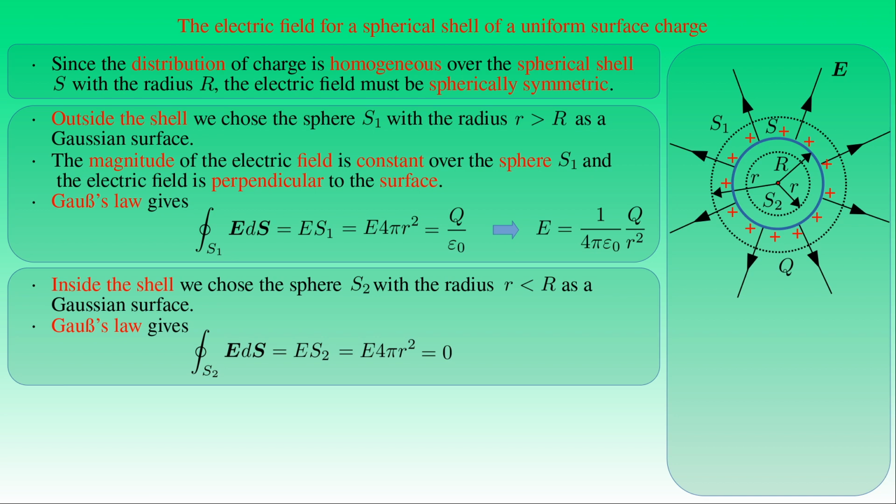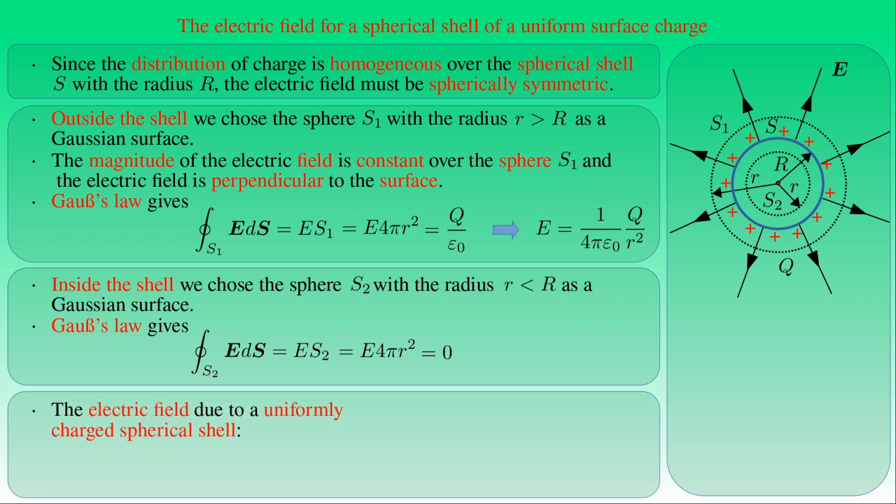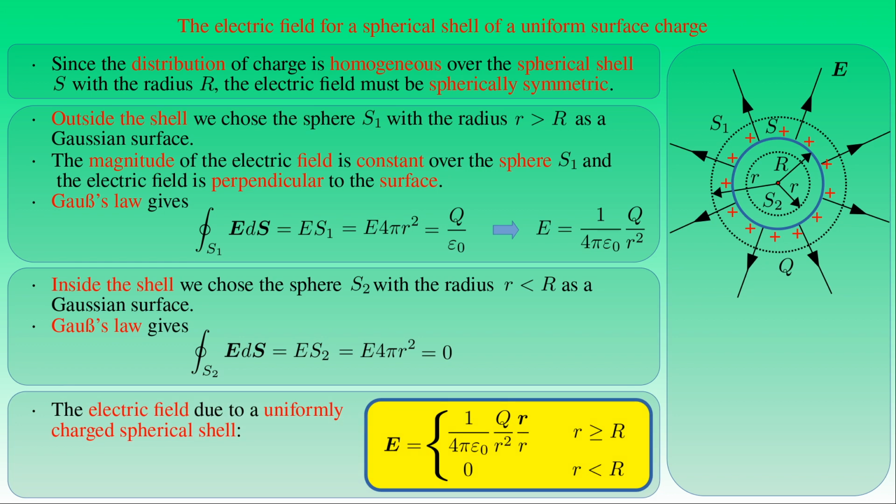Then we conclude that the electric field E due to a uniformly charged spherical shell with the total positive charge q is the following. At an arbitrary point outside the shell, it is given by 1 over 4πε₀, times the charge q over the square of the distance r between the center of the shell and that point, times the vector r pointing from the center to that point divided by its length. Whereas the electric field vanishes inside the spherical shell. This formula also shows that the uniformly charged shell with the total charge q is equivalent to a point charge q placed in its center. In other words, the electric field outside the shell is the same as if the entire charge were concentrated at the center of the shell.